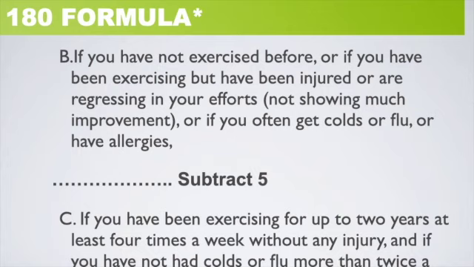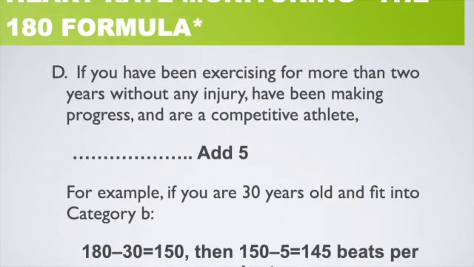If you've been exercising, but say you're coming back from an injury, you're basically pretty healthy, the C category, you can just go with the 150. Now, if you've been exercising all along, you don't have any injury, and you're just wanting to refine your training, then you could add 5. So it would be 155.